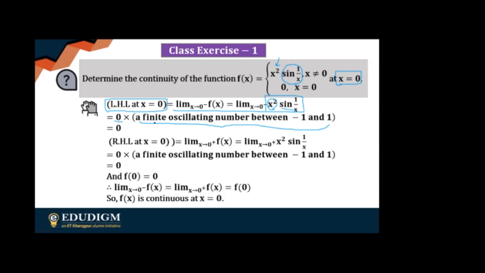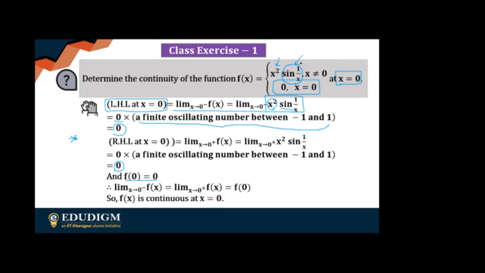So 0 into anything finite will give us 0. And similarly for the right hand limit, it's a simple thing. And obviously the functional value is 0 because this is already defined as 0 when x equals 0. So this is perfectly all right. This is one very simple example I wanted you to see.